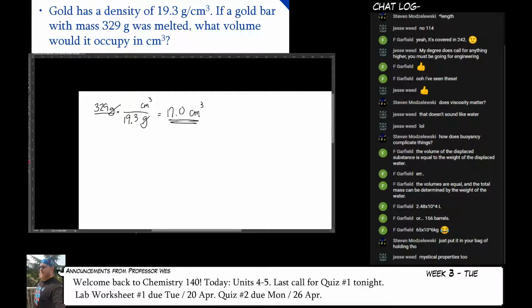So 329 grams of gold would fit into a volume of 17 cubic centimeters, which is not that big. If you had a graduated cylinder, it would only fill up to the 17 line, and that's a third of a kilogram. So it's like, wow, that stuff's heavy. A third of a kilogram is almost a pound. So just some numbers that you can crunch there. So that's how we solve that problem.